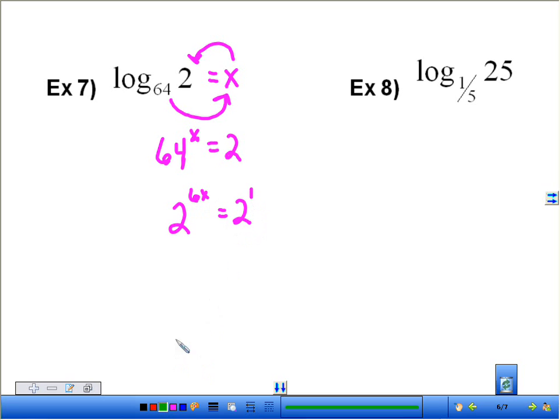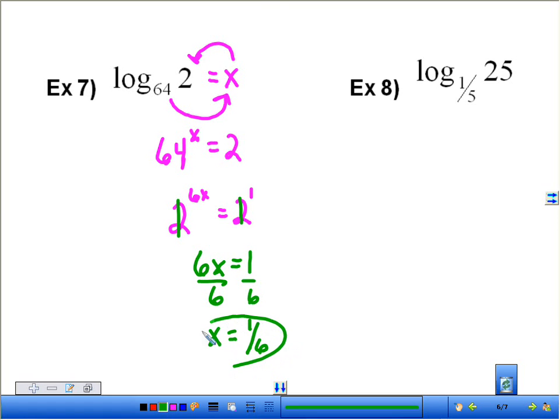So now we can mark out our bases and just solve for the equation in the exponents. 6x equals 1, therefore x equals 1 over 6. So our answer to log base 64 of 2 is 1/6. See if you can do example 8 by yourself.